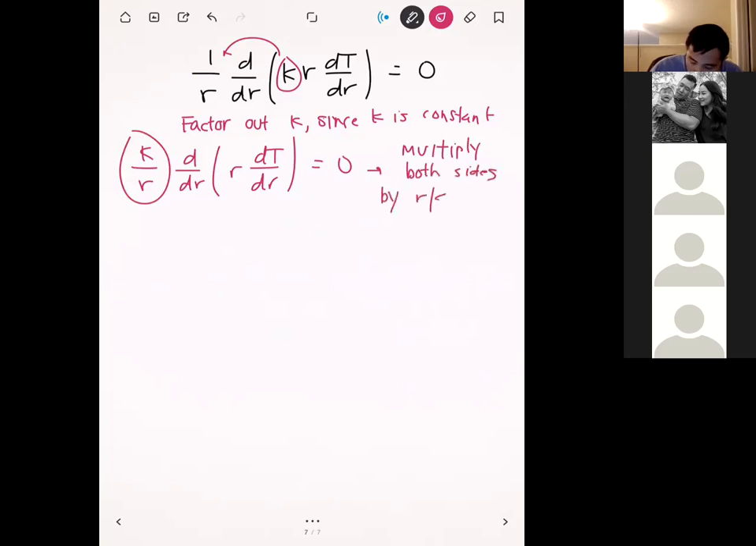I guess we can't take out the T because that's changing. Right, exactly. So the T is what we're actually going to be solving for. So that's the temperature field, and that is definitely going to be a function of R. So we can't pull that out of a derivative with R. And the reason we can pull K out is because K doesn't change as a function of radius, so taking the derivative of K is not going to do anything. So we can just pull that out.